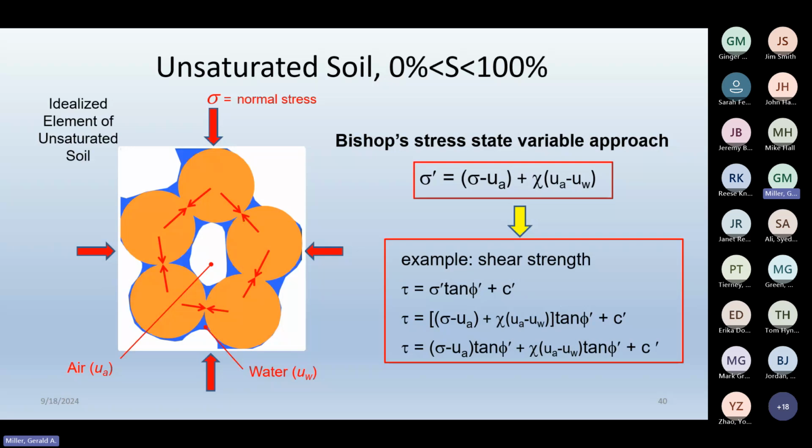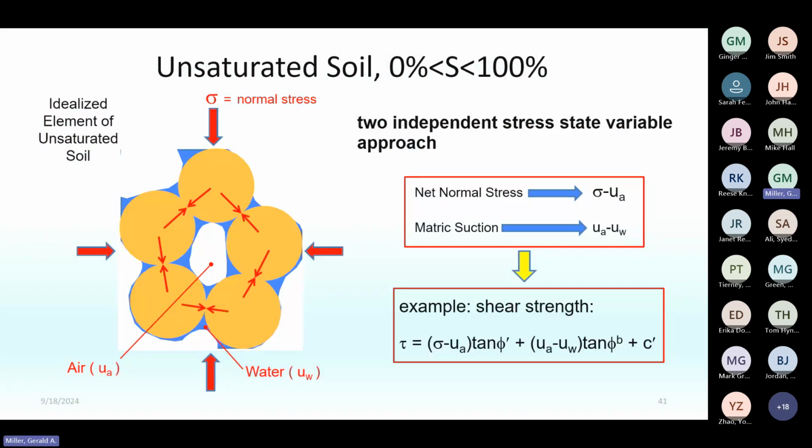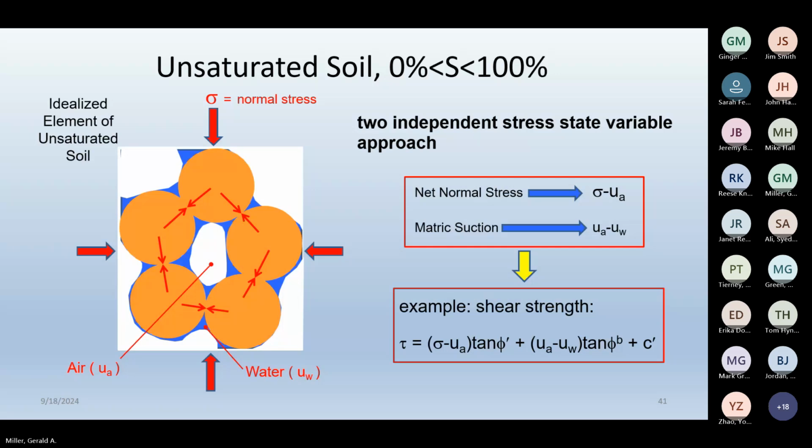The other approach is to use two stress state variables and basically treat the net normal stress, which is the difference between total stress and air pressure, and the matric suction, u_a minus u_w, independently. So to consider their contributions independently, and so now you have two stress state variables. And that means then for each stress state variable, in terms of the shear strength equation, you have a coefficient associated with that stress state variable, and you have one associated with that stress state variable.